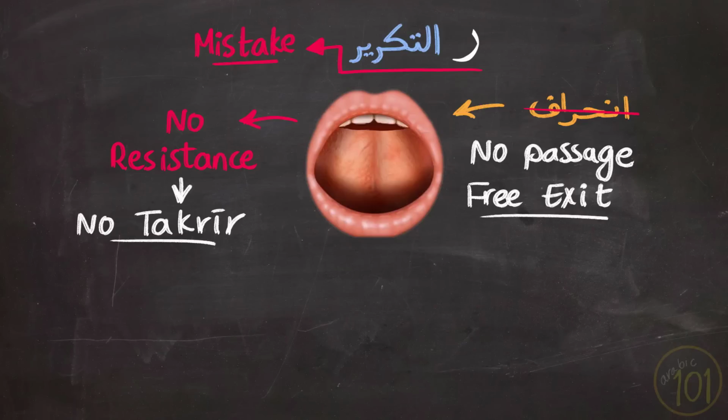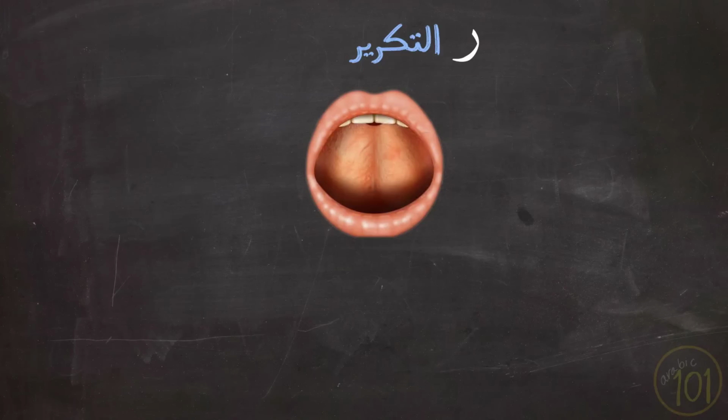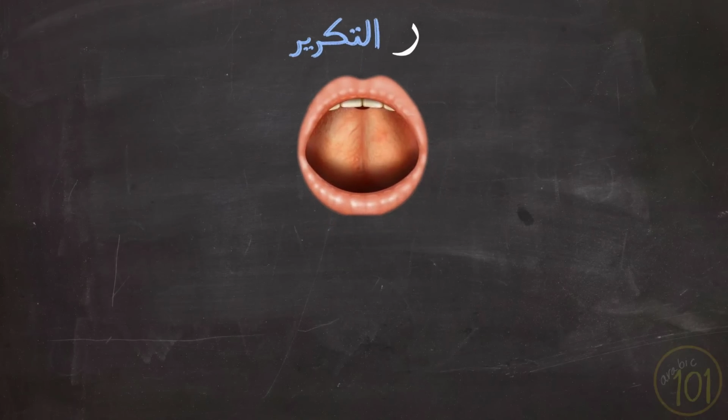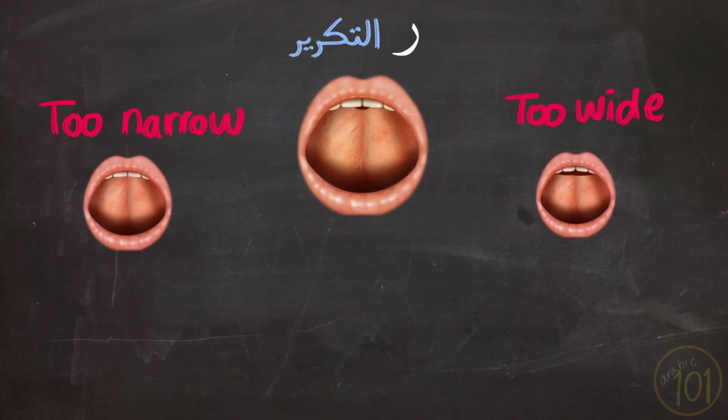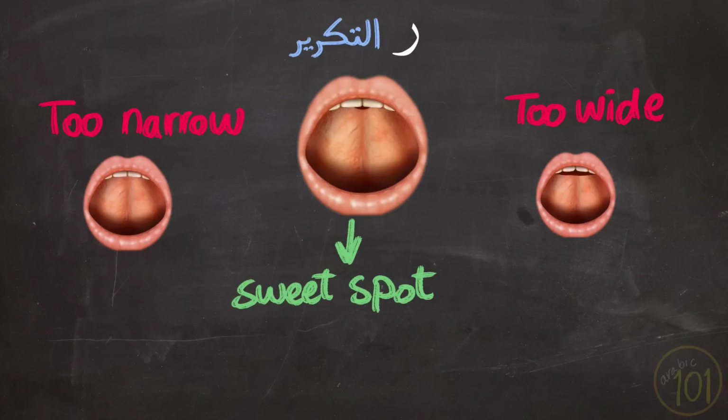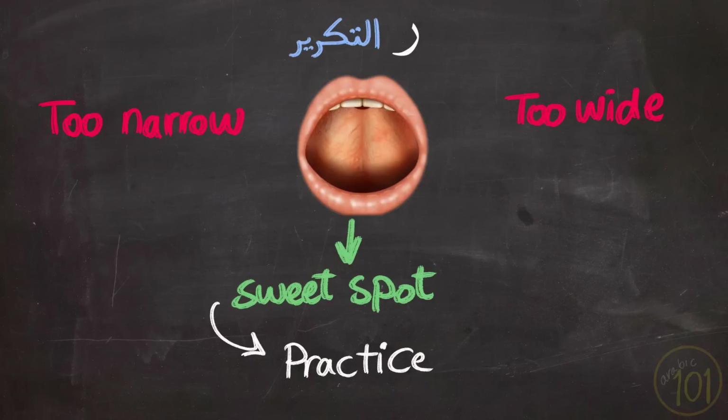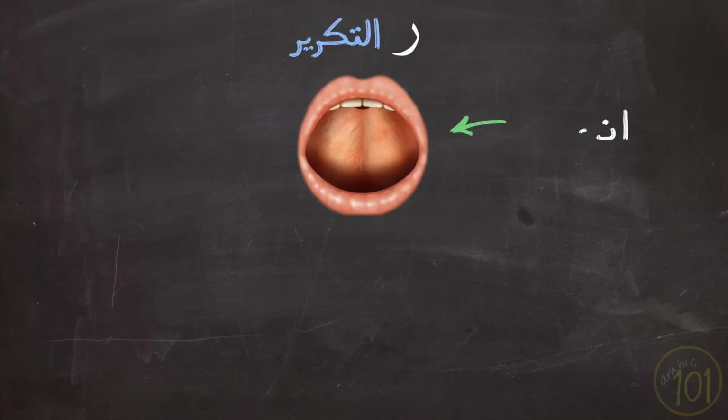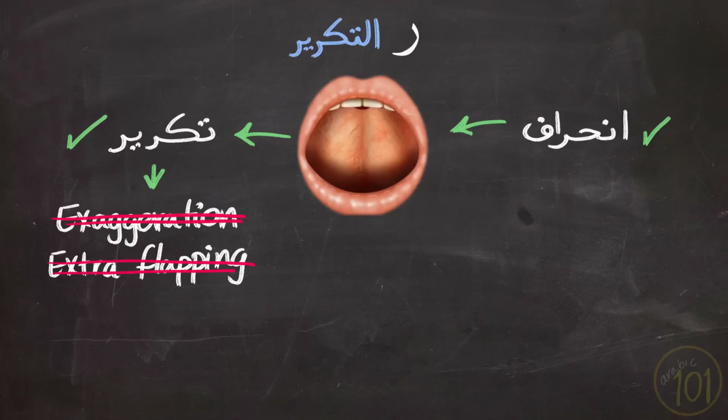Which then leaves us with the third possibility, which is finding the balance between too wide of an opening and too narrow. And finding this sweet spot requires some practice. It should enable inhiraf properly and adequately, and at the same time, it enables takreer moderately without exaggeration.